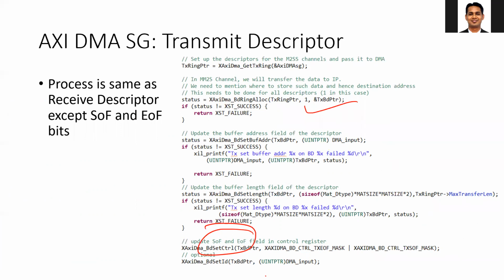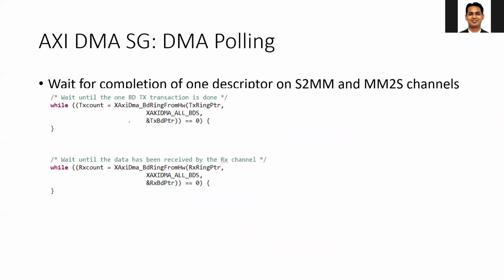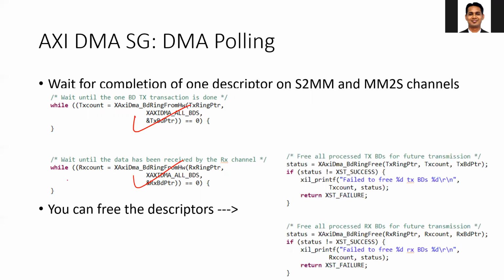After I have created the buffer descriptor, I'll send the buffer descriptor to the DMA, and I'll trigger the DMA by writing to the tail descriptor field of the DMA. For this, I'll use the function BD ring to hardware, and this function will write the tail descriptor address inside the DMA and will start the DMA. Then I'll use the polling mode where I'll wait for the completion of the one buffer descriptor. After that, I'll come out of the while loop. Then there is an optional step where I can free up the BD so that this BD can be used multiple times for subsequent operations.